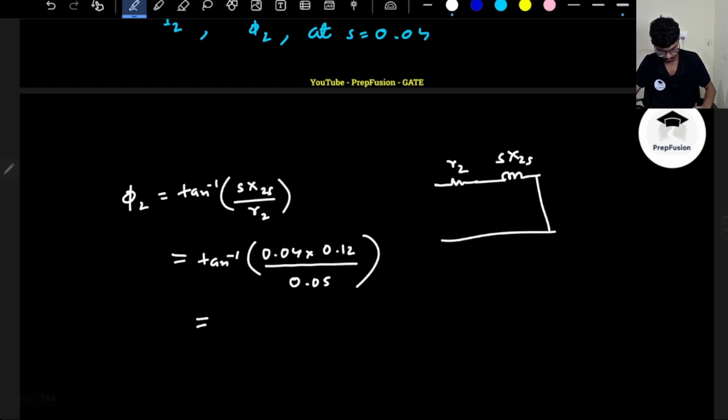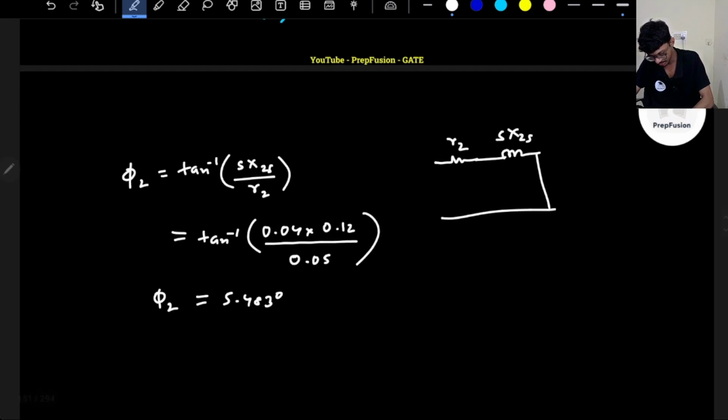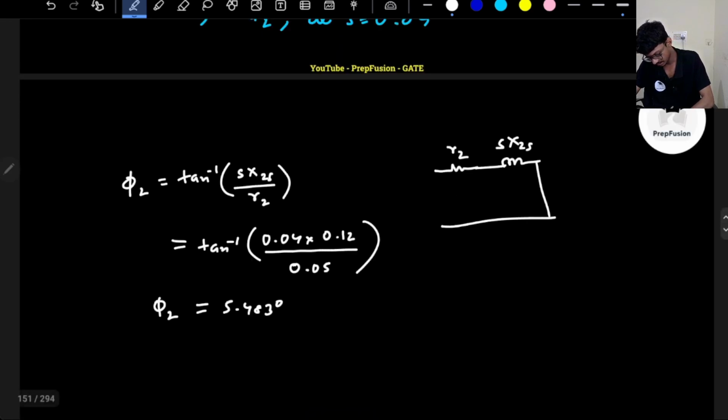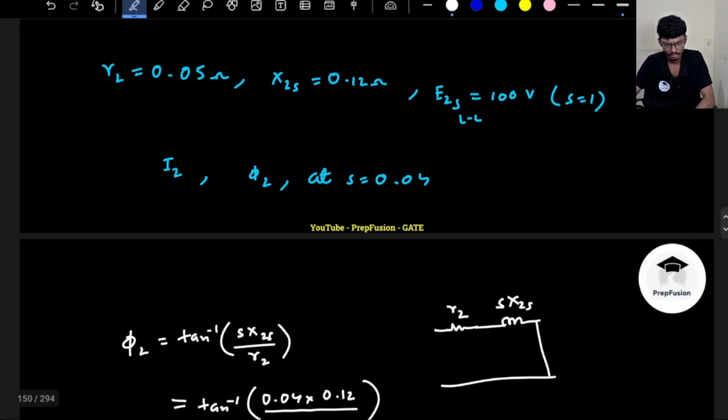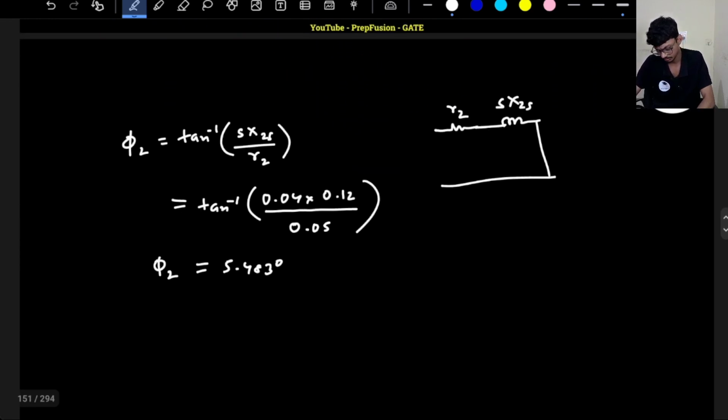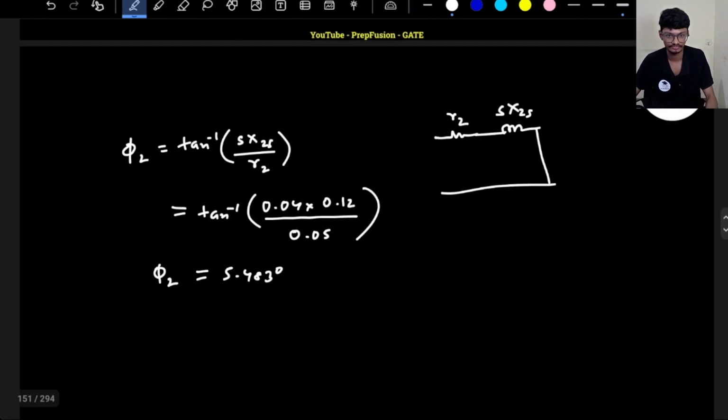So basically 0.04 divided by 0.05 into 0.12. So tan inverse of this. So phi 2 comes out to be 5.483 degrees. They are asking the phase angle only, not the power factor. So phase angle is easy. It comes out to be 5.483 degrees. Okay, this is the phase angle basically.